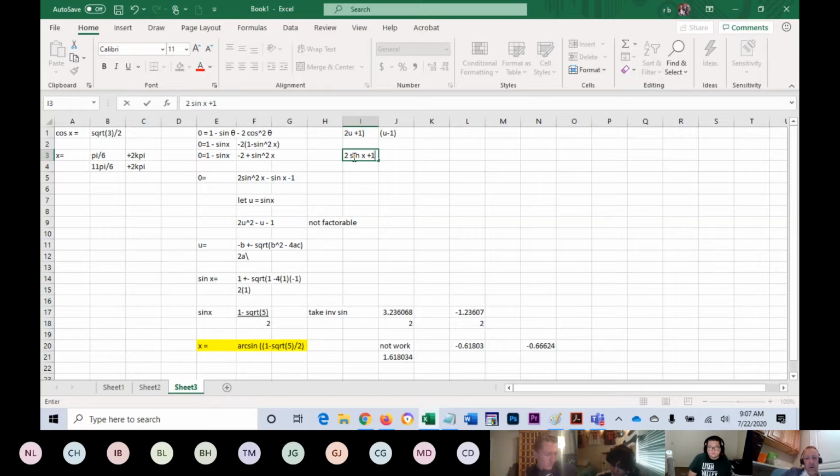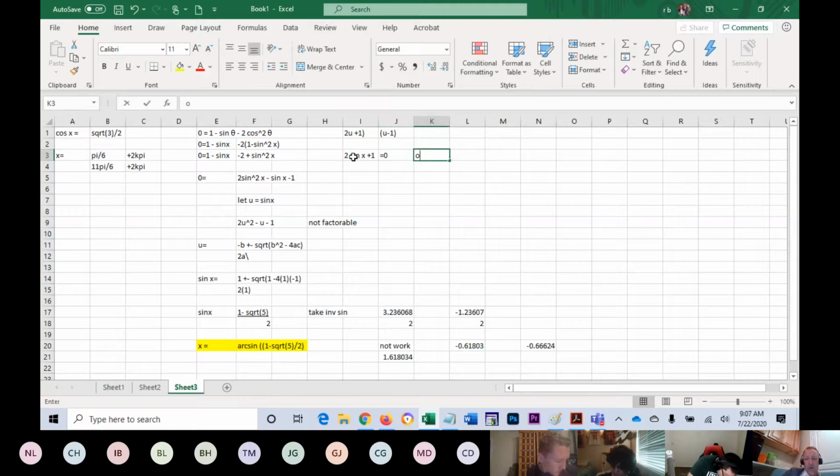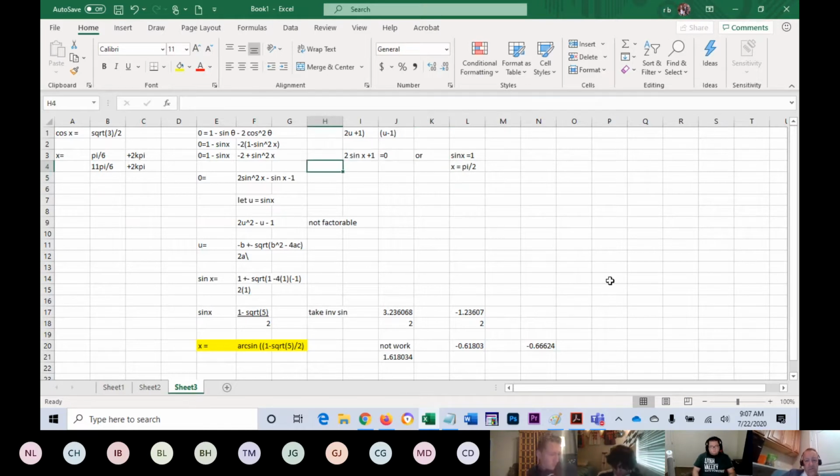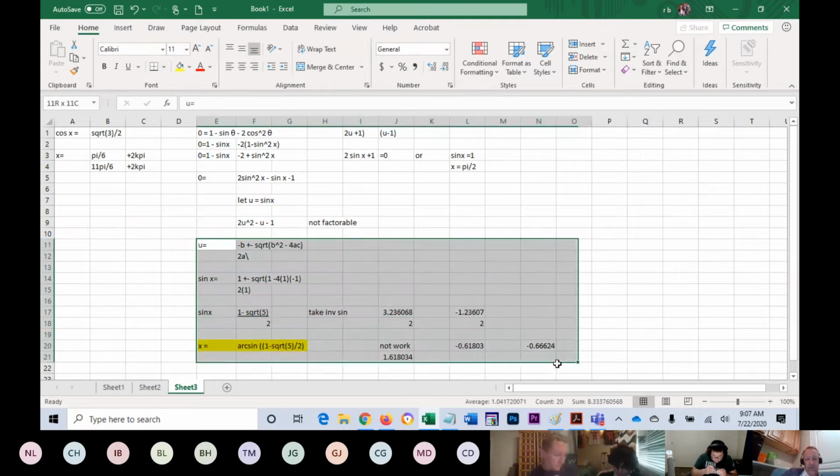plus 1, equals 0, or sine of x, that one's going to be equals 1. So this one's going to be x equals pi halves. That was easy. This one here, okay, so we don't need the quadratic formula because now it's factorable.